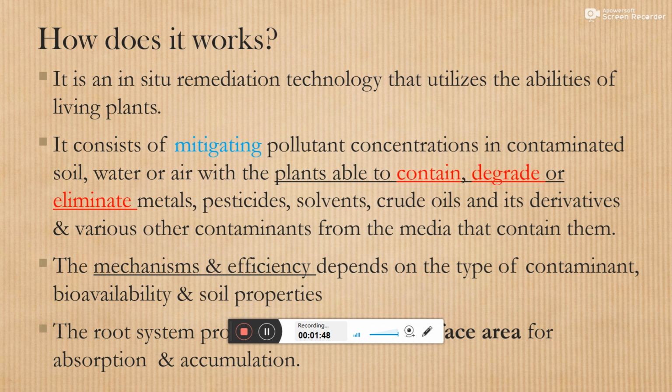And the mechanism and the efficiency depend upon the type of the contaminant, the contaminant's bioavailability and the soil properties. So the mechanism and efficiency of these plants depend upon the type of the pollutant or contaminant, its bioavailability to the plants and the soil property in which they are growing. And also another factor is the root system. It provides an enormous surface area for the absorption and accumulation from the soil.